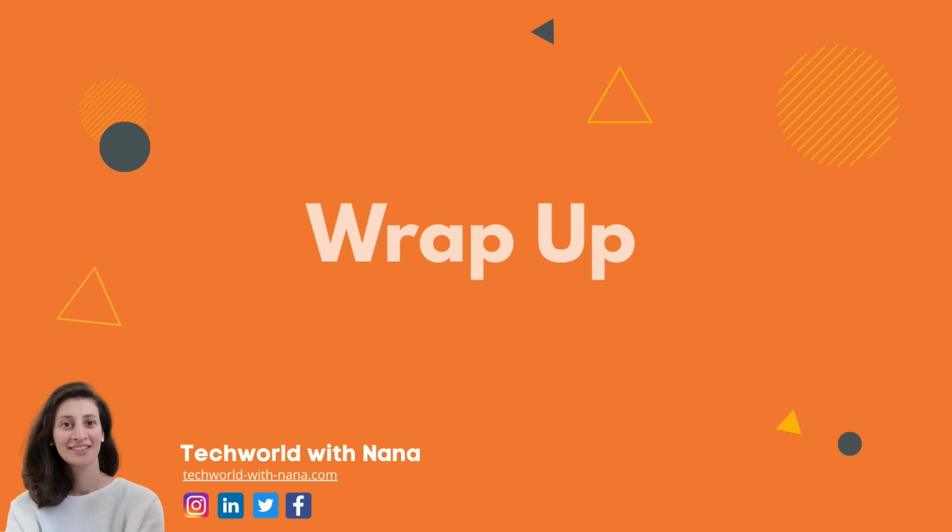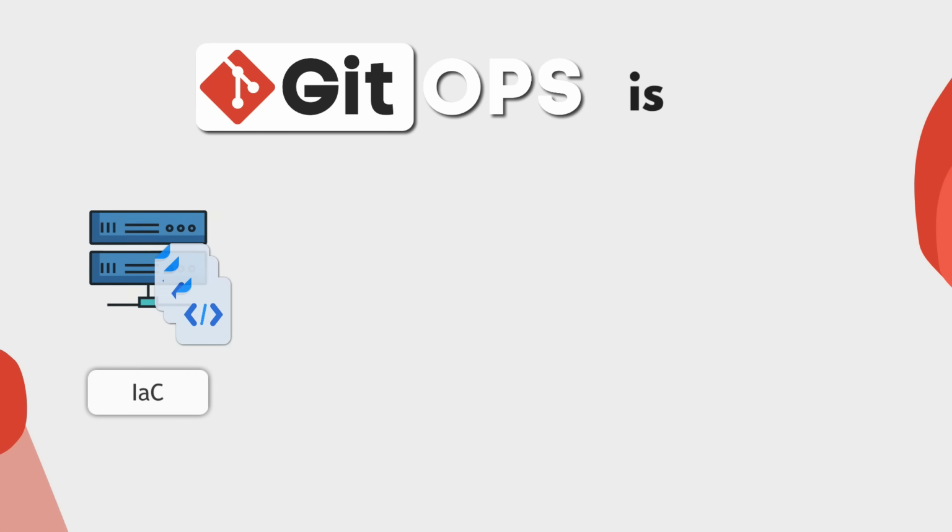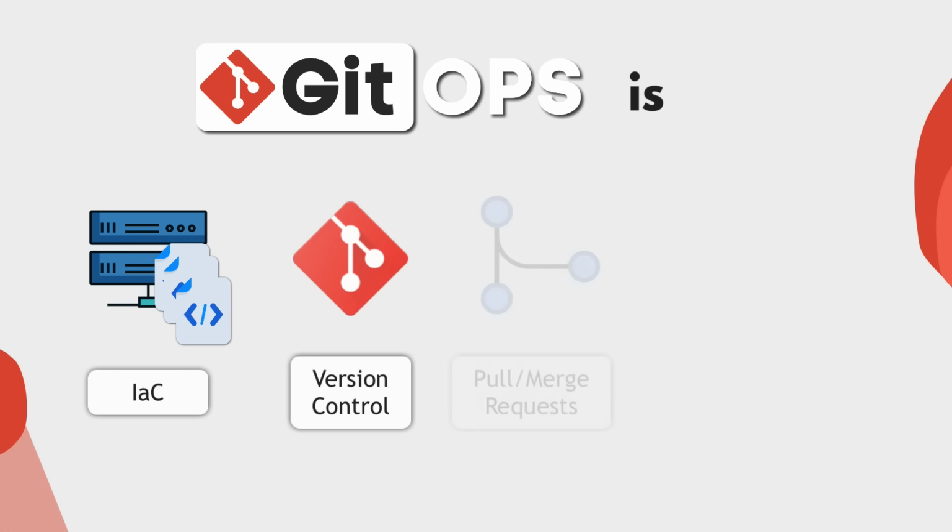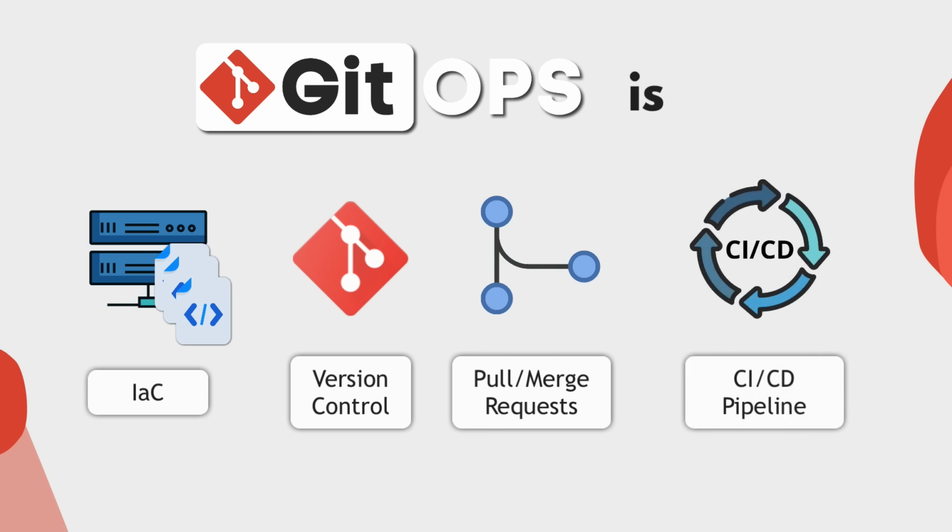So to summarize, GitOps is an infrastructure as code with version control, pull requests, and CI/CD pipeline.